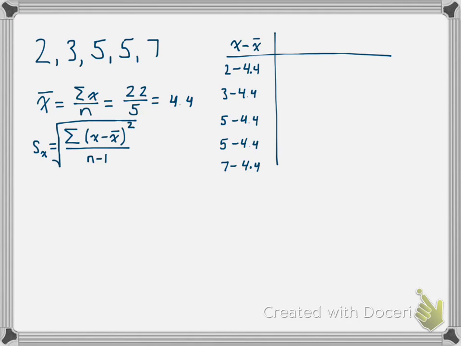So 2 minus 4.4 is negative 2.4. 3 minus 4.4 is negative 1.4. 5 minus 4.4 is 0.6. 5 minus 4.4 again is 0.6. 7 minus 4.4 is going to be 2.6.